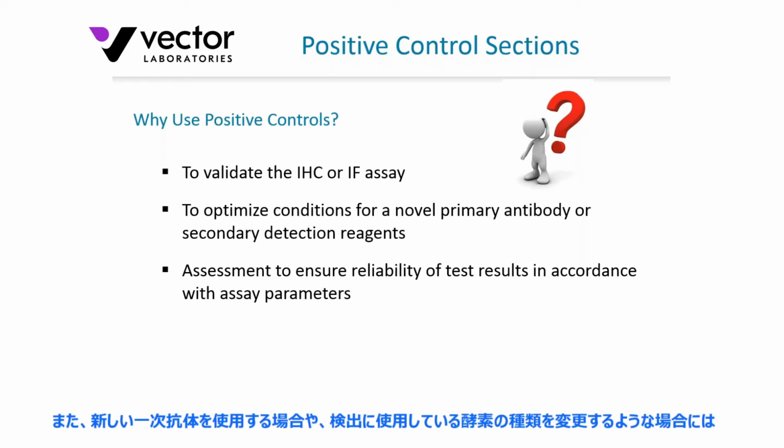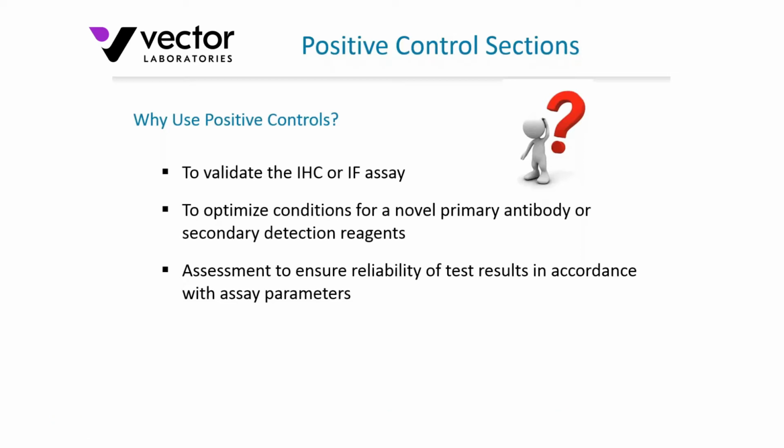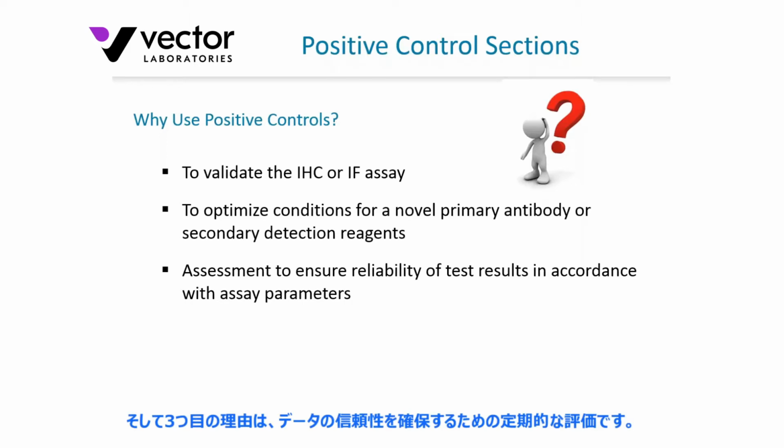And if you are introducing, say, a new or a novel primary antibody or different detection reagents, let's say you're swapping from a peroxidase to an alkaline phosphatase system, something like that, you'd also want to use a positive control where you can work up these reagents to get a good signal.